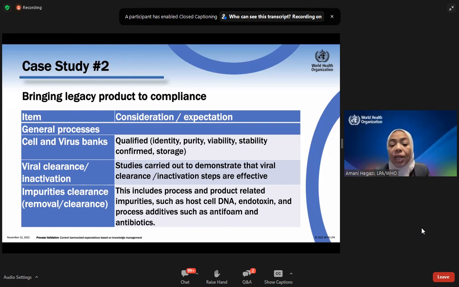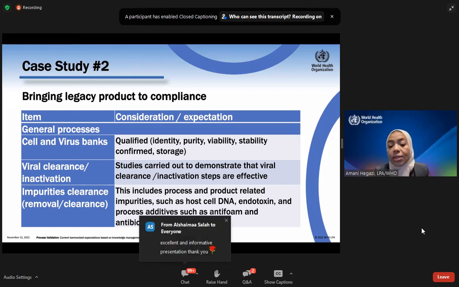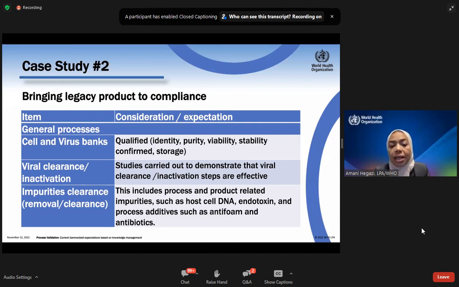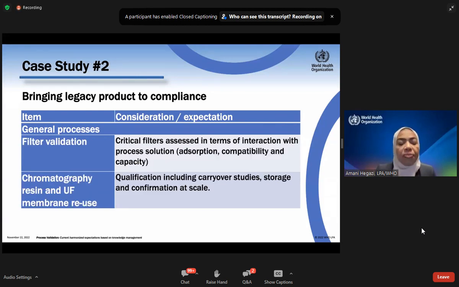Impurity clearance, if present, which includes process and product related impurities such as host cell DNA and toxin, and process additives such as antifoam and antibiotics, for example, all these are assessed and the clearance has been achieved with high capability.